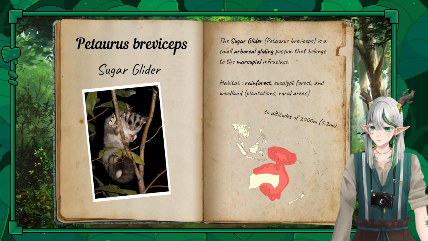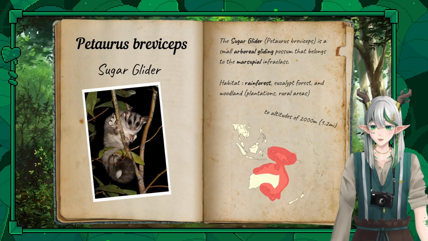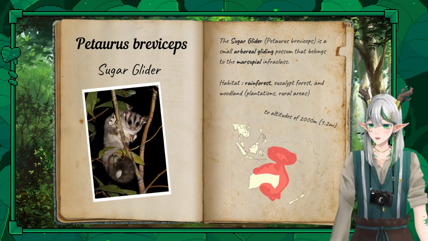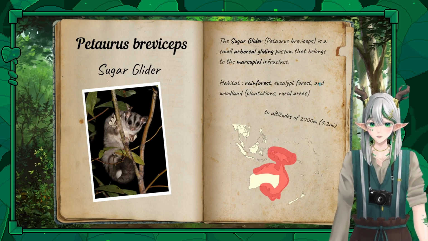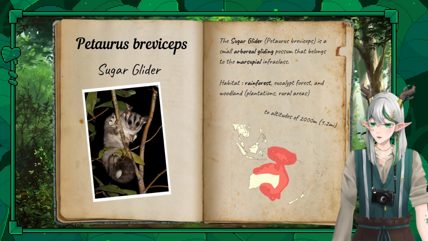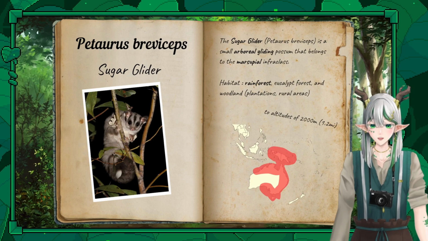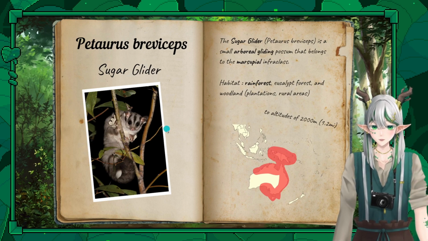And the first animal I want to talk about today is going to be the sugar glider. So let's go with Petaurus breviceps, aka the sugar glider. And already there, maybe a little explanation. Why do we have two names for the cute little guy in the picture here?